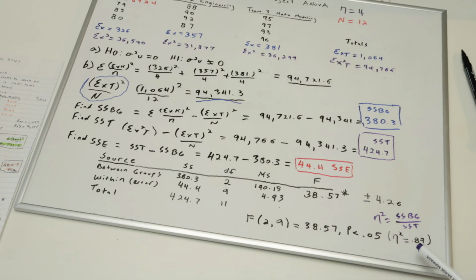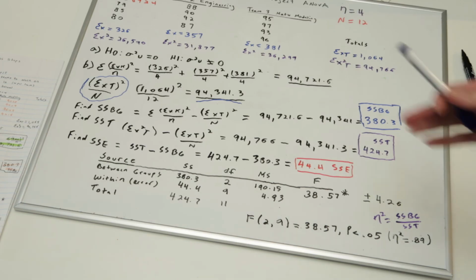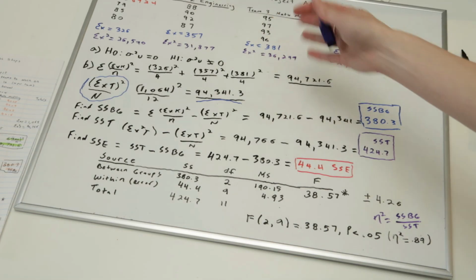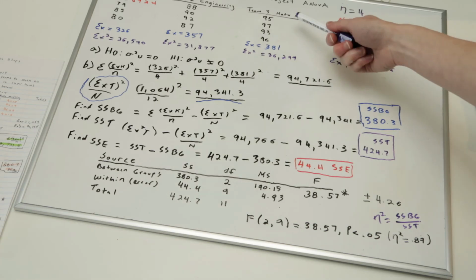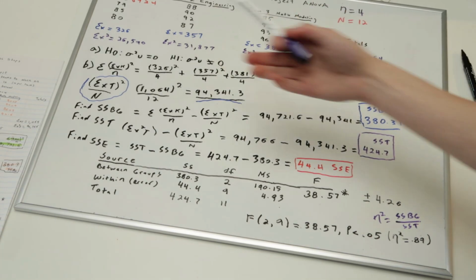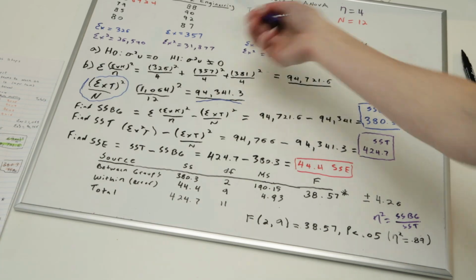So that's what eta squared is. If your professor asks for that, it's like a percentage. So 89% of the difference that we see between groups is accounted for by the type of scientists they are, or simply which team they're in.